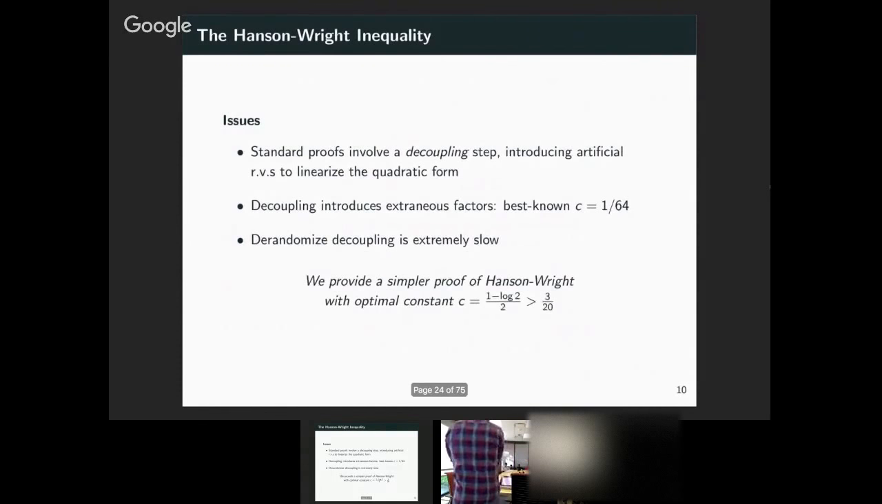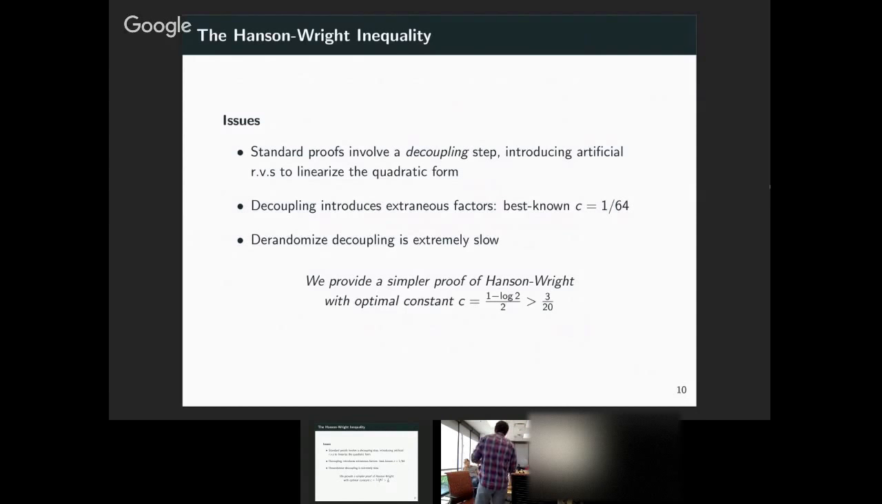So what I'm going to do now is show a simpler proof of the Hanson-Wright inequality with a constant which is much better. It's something like 3 over 20. It's much better than that. Claims the constant is optimal? It's sharp in a sense. You will see the proof, and I can tell you in which sense it's sharp.